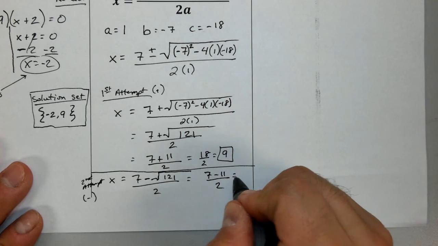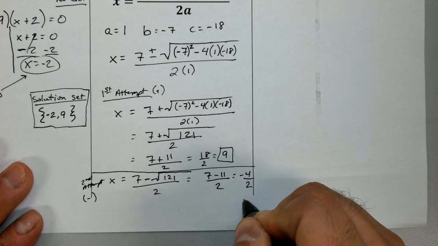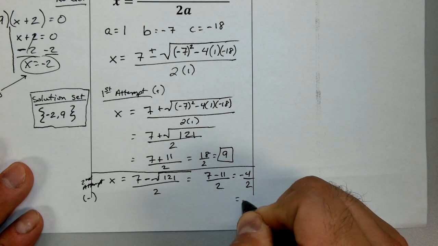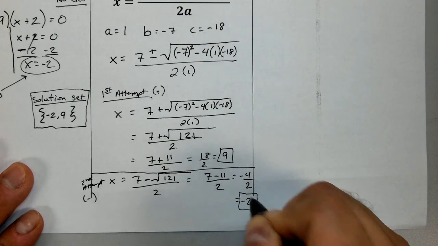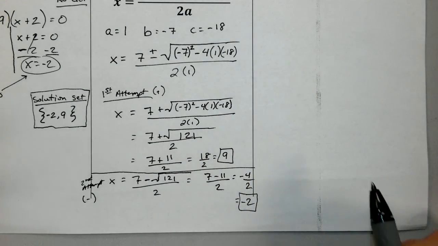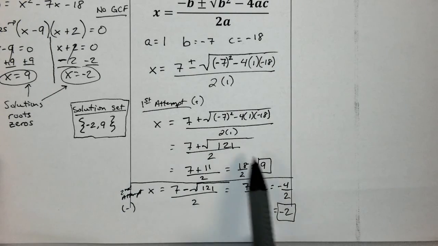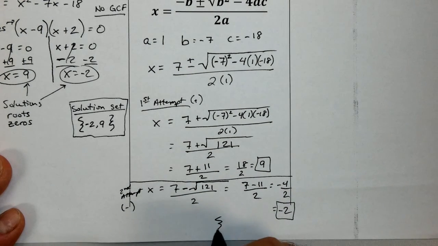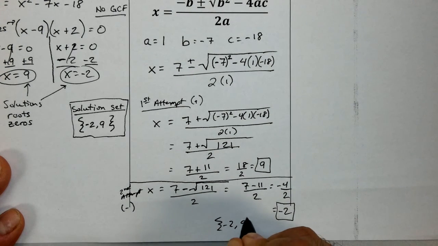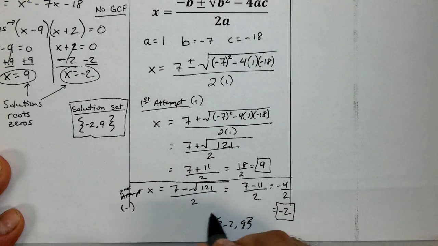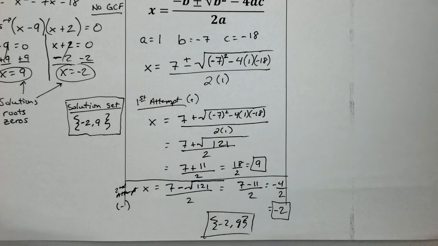And if we do the math, this is negative 4 over 2. And this is really negative 2. And if you look, this is actually perfect because these are the same answers that we got here. So our solution is the same. It's negative 2, 9. Always works. Promise you that.